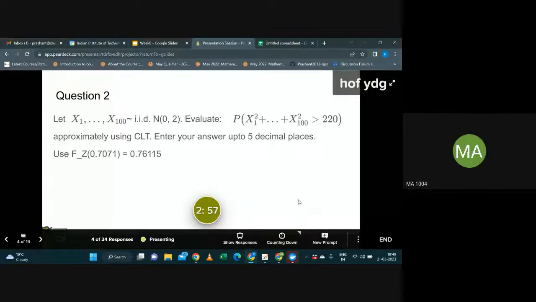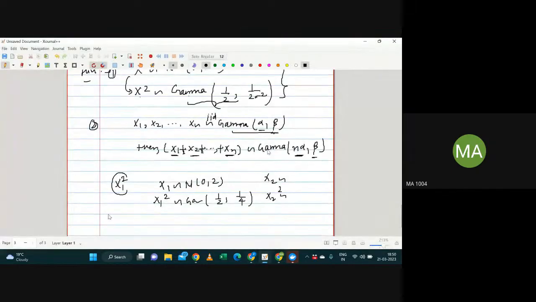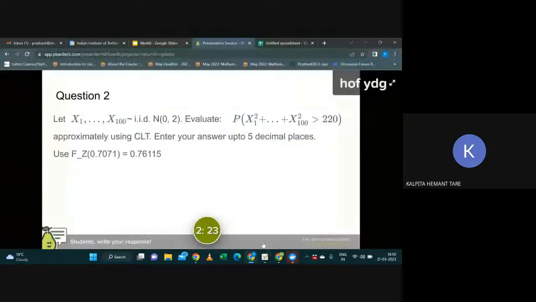Excuse me, sir. Yeah, please go ahead. Sir, can you please repeat the formula for mean and variance? Okay, so expected value of which distribution? Gamma distribution. Okay, so if x follows gamma alpha comma beta, then expected value of x is nothing but alpha by beta, and variance of x will be alpha by beta square. Just beta square, right? Yeah, just beta square. Thank you, sir.